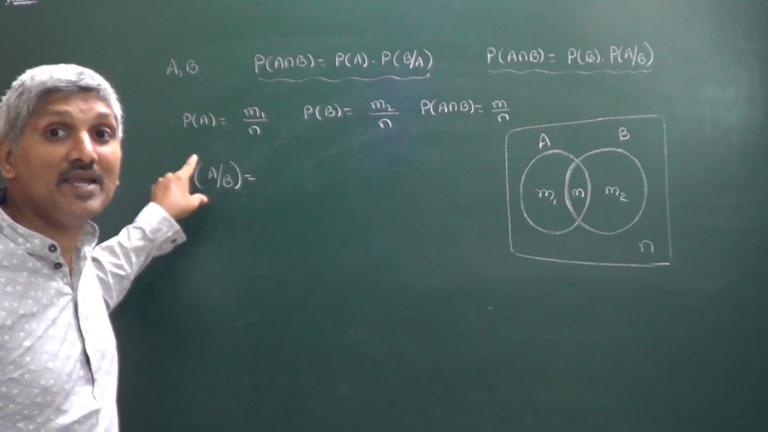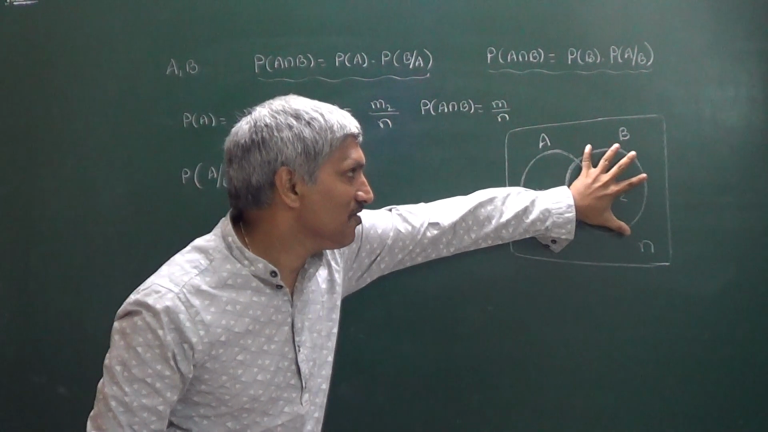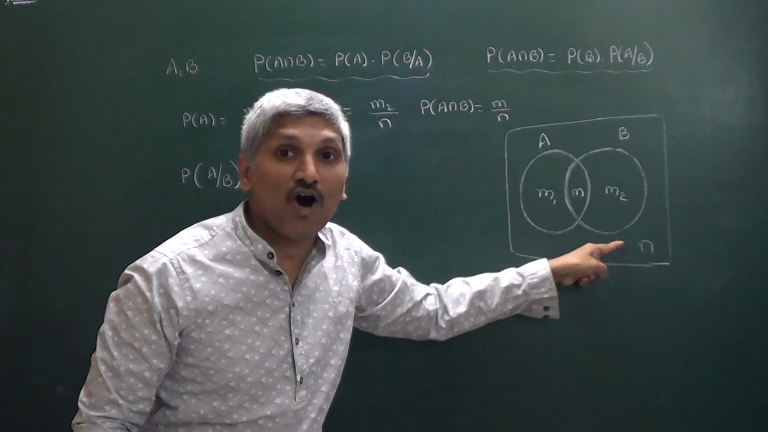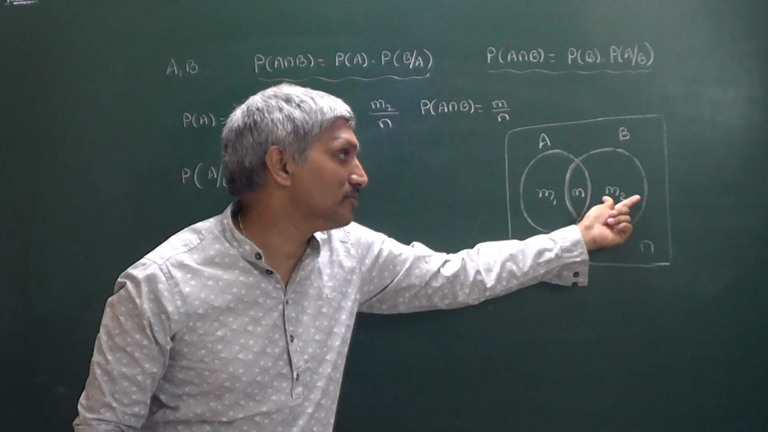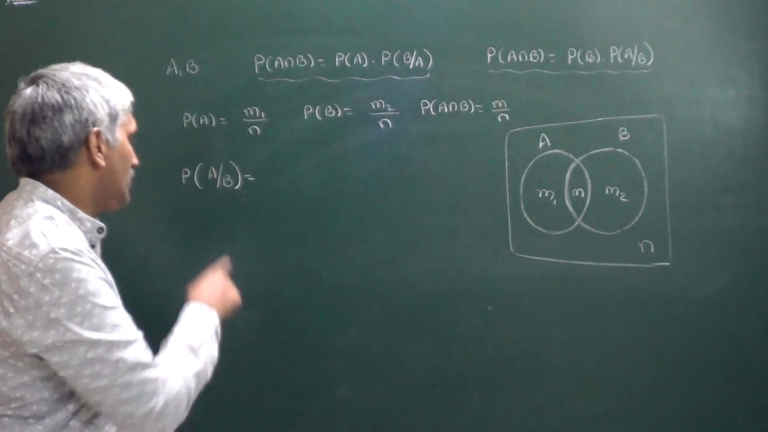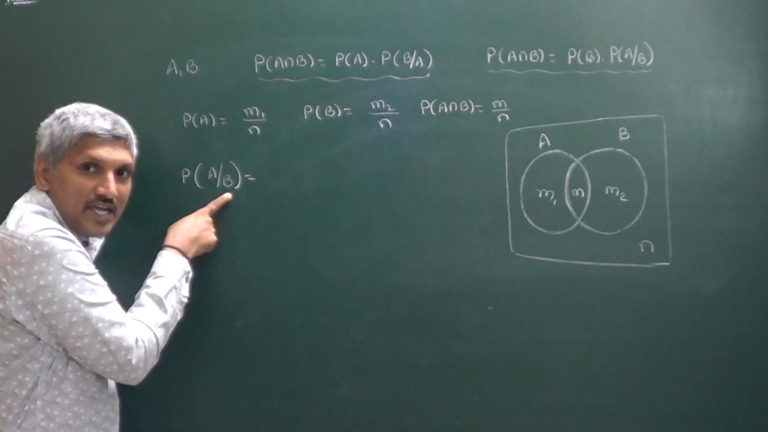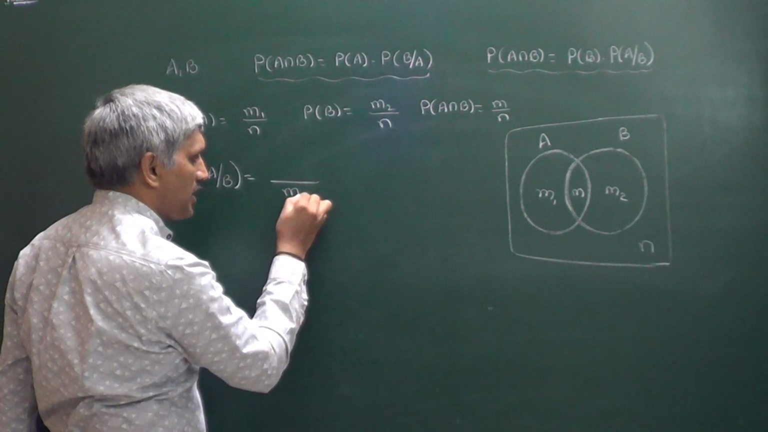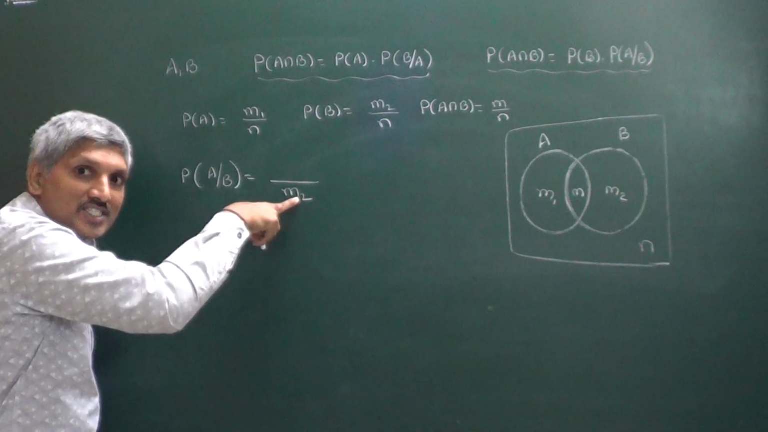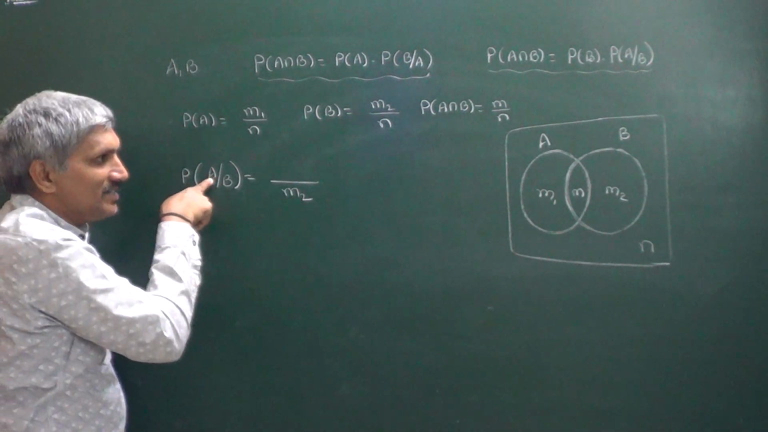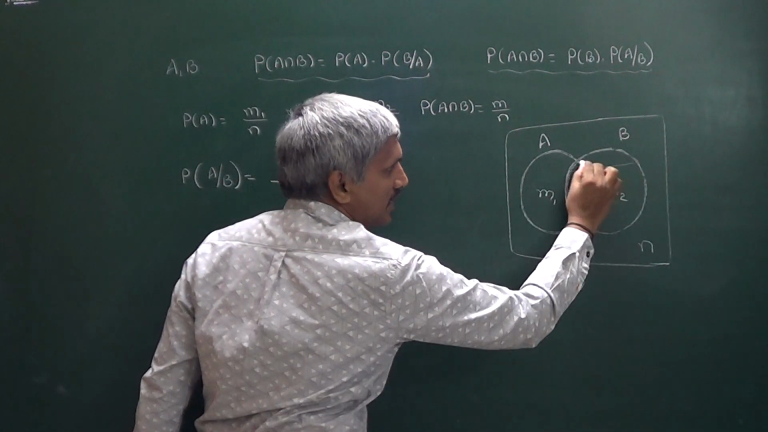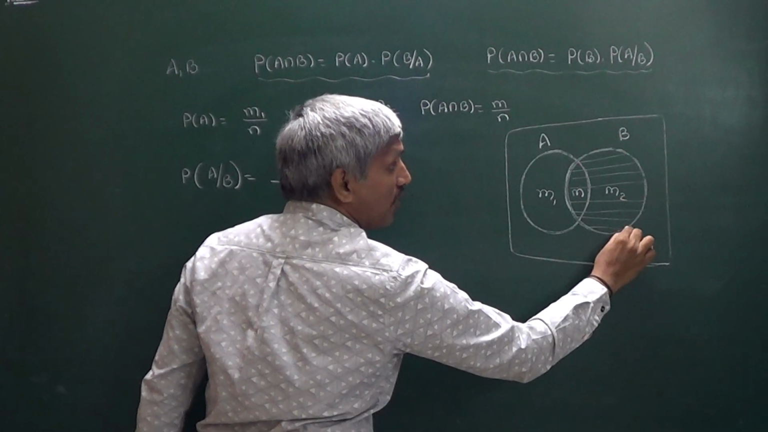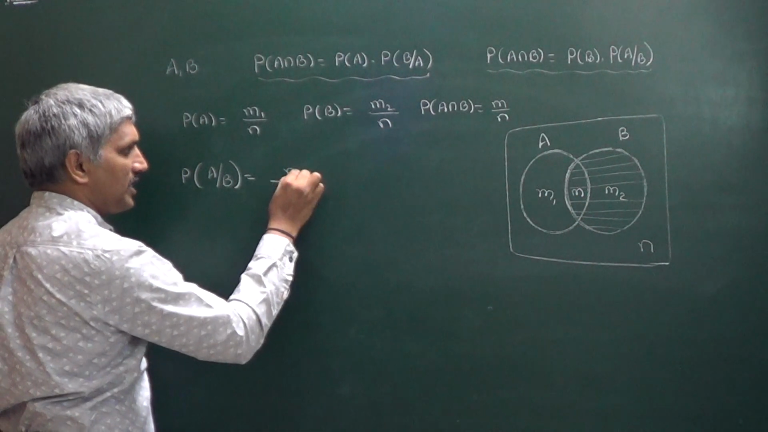Probability of A when B is taken as a sample space. When B is taken as a sample space, how many elementary events are there in B? M2, right? Probability of A under the condition that B. That's why M2. In these cases, how many are favorable to A? M are favorable to A. So under this case, the probability of A is M divided by M2.